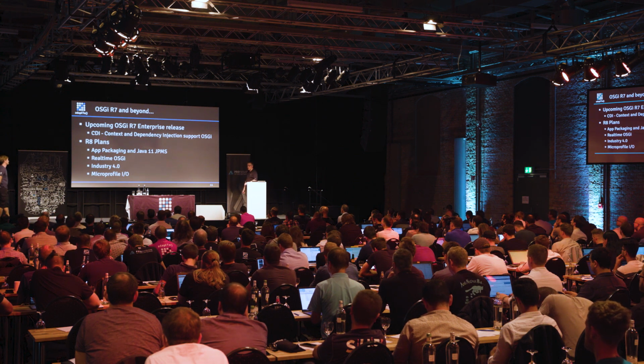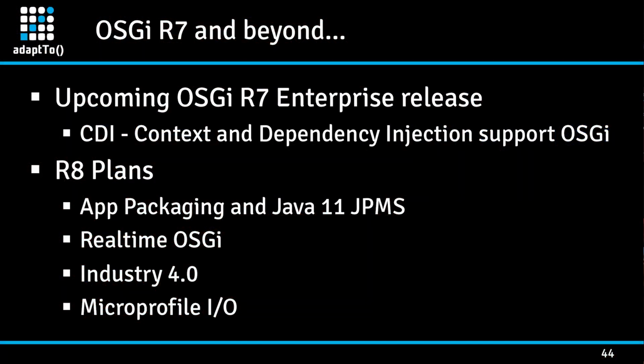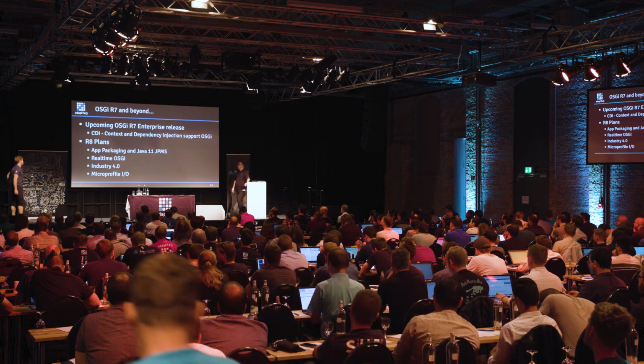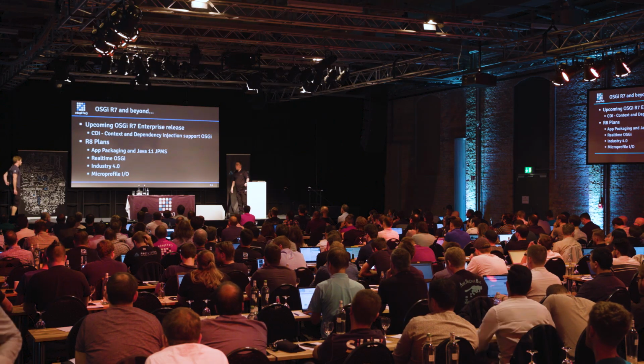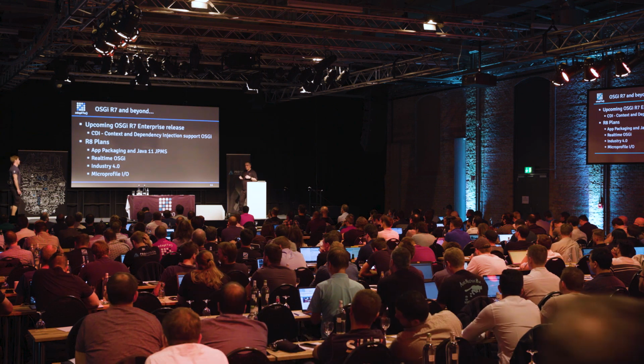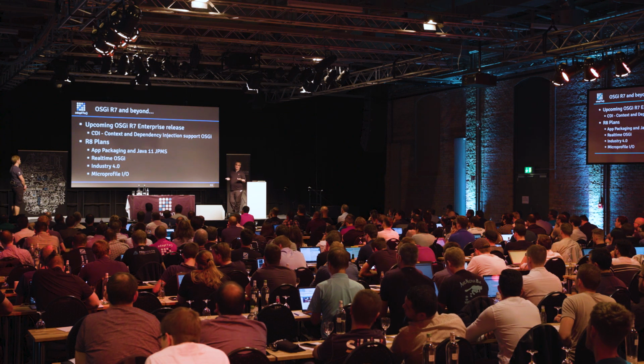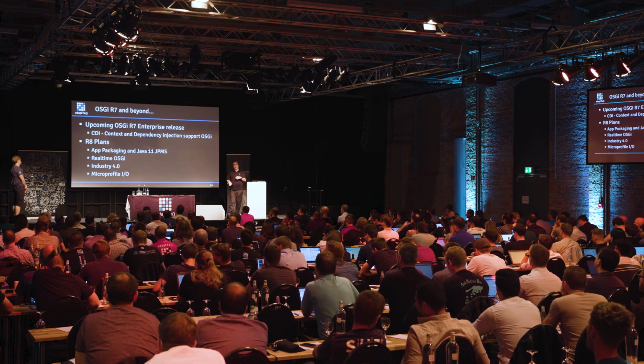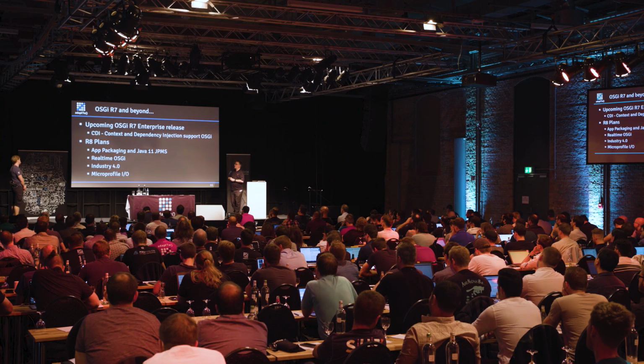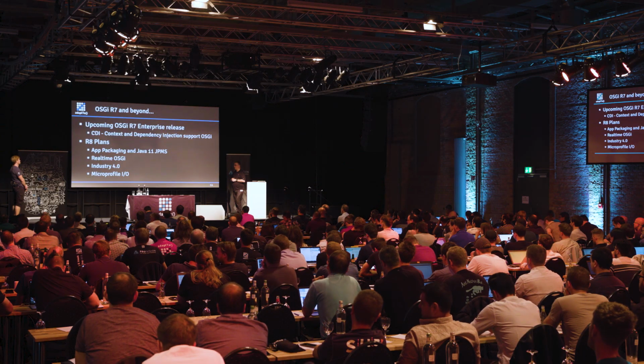I think a little bit more interesting maybe now is what is the future of OSGi? How does it look like? We don't know it, but we have some plans and ideas. The first one is very concrete. So there will be, I think even this year, the R7 enterprise release. And that one will contain the specification about CDI and how to combine CDI and OSGi, which is kind of nice. So you can use whatever model you want, and in the end combine them in a single application.